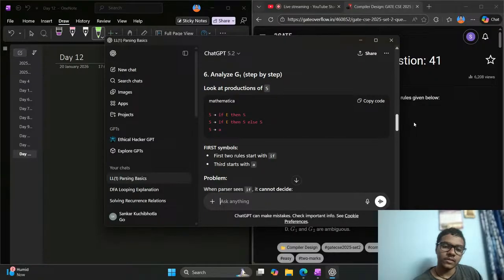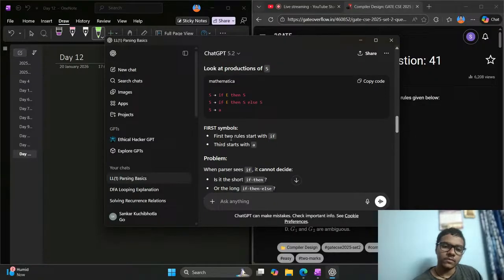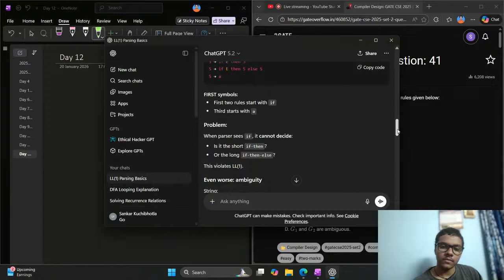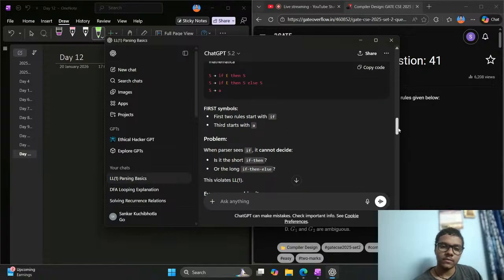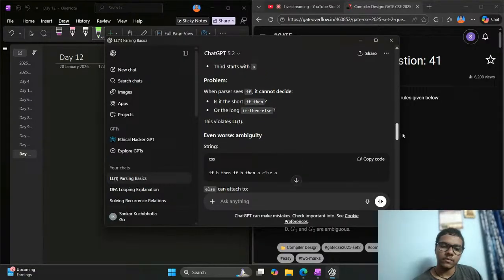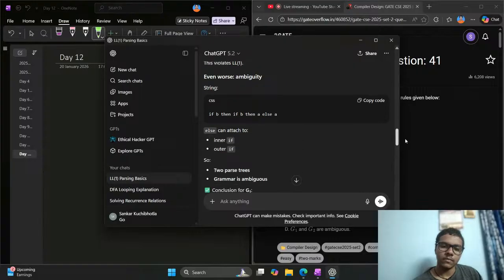Look at the productions. The first two rules start with if: if E then S. When a parser sees if, it cannot decide whether it is the short form, if-then, or the long form. Okay, this else can be attached to either if.